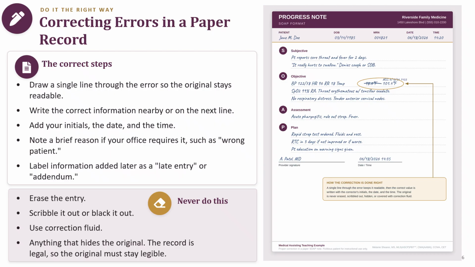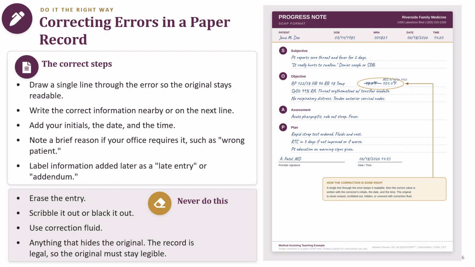Now the bottom of the slide, the things you must never do. Never erase an entry. Never scribble it out or black it out. Never use correction fluid or whiteout. So why do we have all these rules? Because the medical record is a legal document.